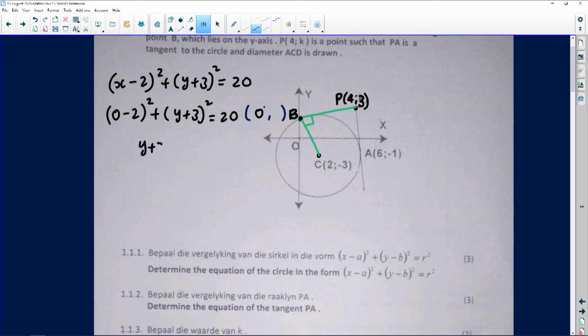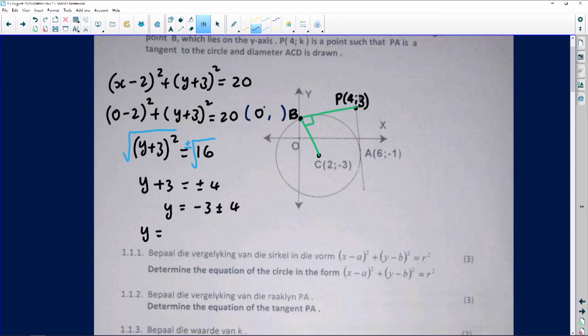So you're simply sitting with y plus 3 squared equals 20 minus 2 squared, which is going to give us 16. I just moved 2 squared, which is 4, to the right hand side. It became 20 minus 4. We end up with 16. To remove that particular square, we're going to have to take the square root on both sides. Remember, it must be plus minus when you take a square root of any number. So you're sitting here with y plus 3 equals plus minus 4, which means y is equal to negative 3 plus minus 4. So one y value has to be negative 3 plus 4, which is 1, or the other y value is going to be negative 3 minus 4, which is going to be minus 7.